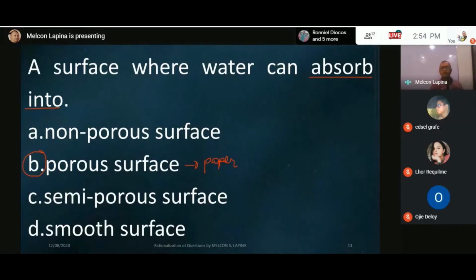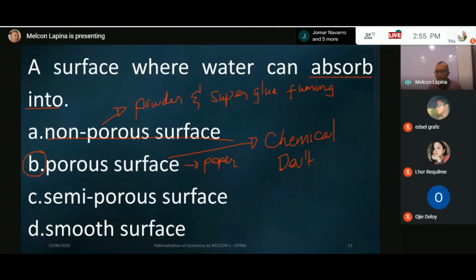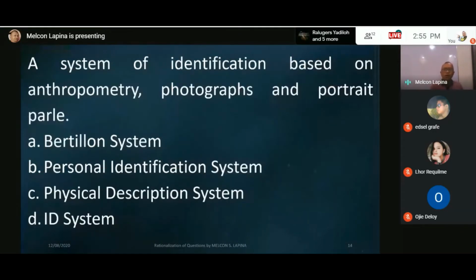Importanteng malaman natin kung anong klase-klaseng surface because per surface, yung tinatawag na substrate sa fingerprint, may kanya-kanyang method of development. For example, pag porous surface, ang general rule dito, kailangan ng chemical development. Whereas pag non-porous surface, ito ay by the use of powder and super glue.